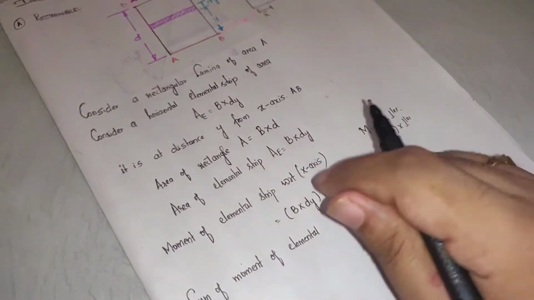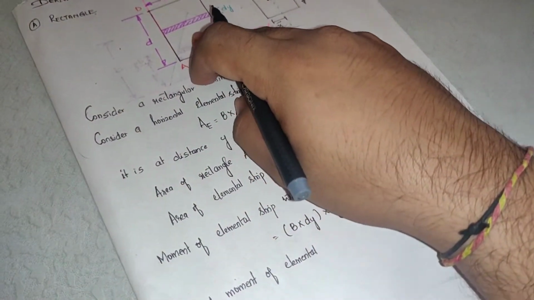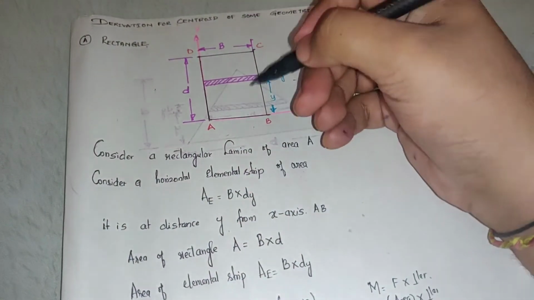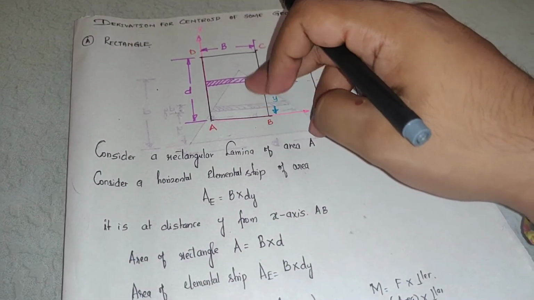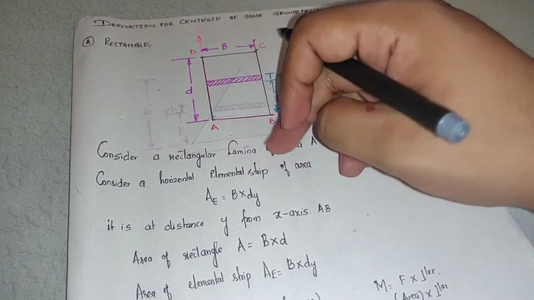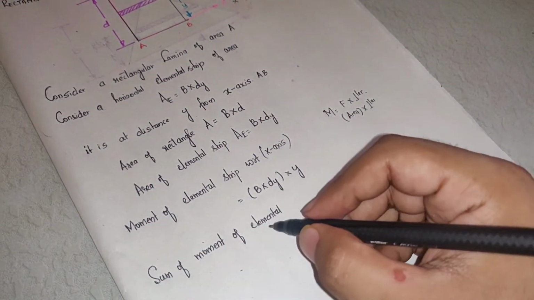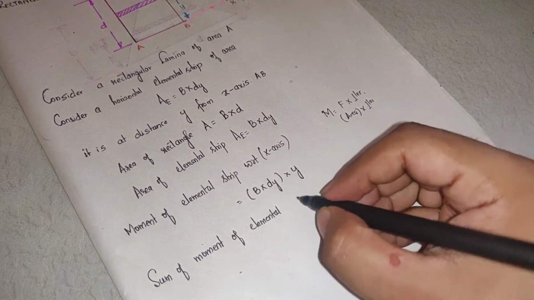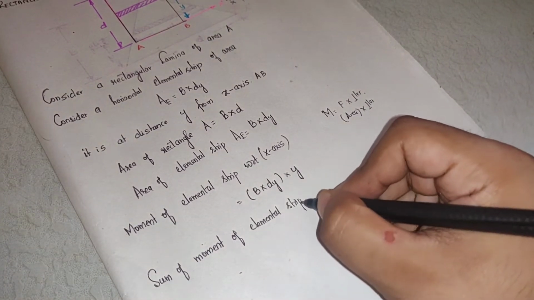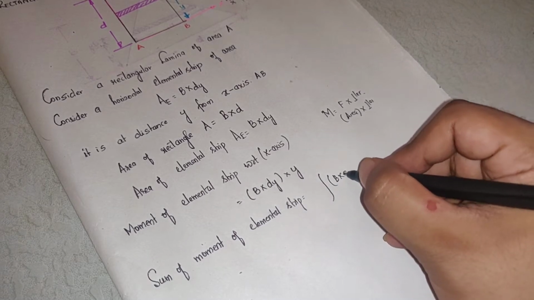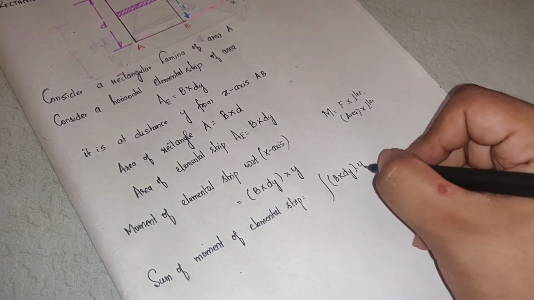So the moment created by one elemental strip is B into dy into y. If I take all the elements present in this and take the moment of all of them, what will the moment be? To get the sum of moments, I'll integrate this moment of one elemental strip, that is B into dy into y.